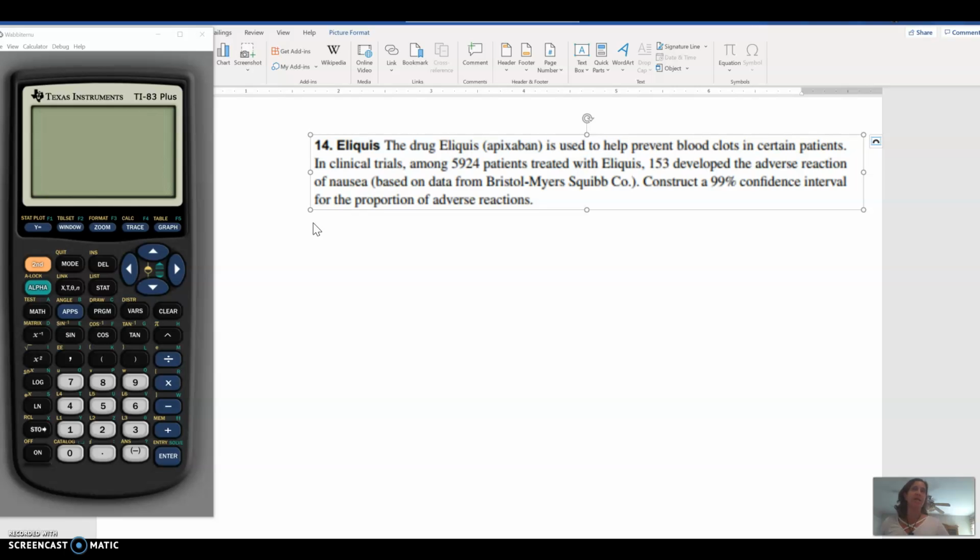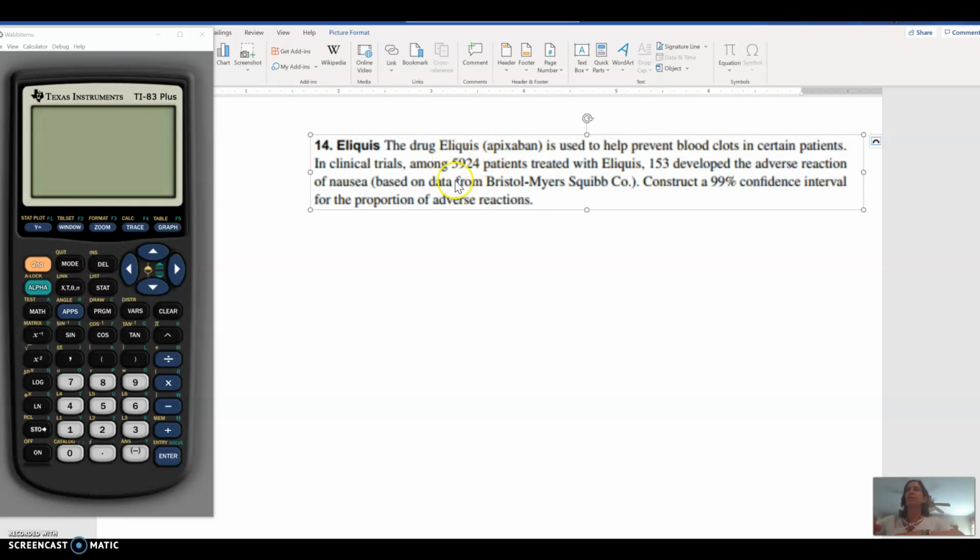So this first one is like 7.1 problems, and we're going to be dealing with a sample proportion. Based on our given sample proportion, we're going to construct a confidence interval. We're going to focus on using our calculator. So in this one, our statement is we have a drug company that's using a drug to help prevent blood clots, which would prevent heart attacks.